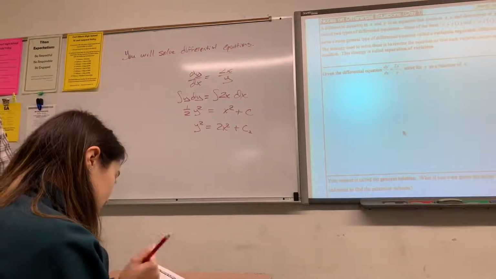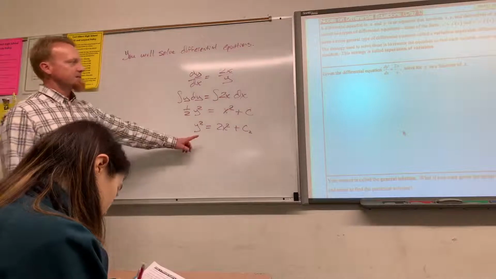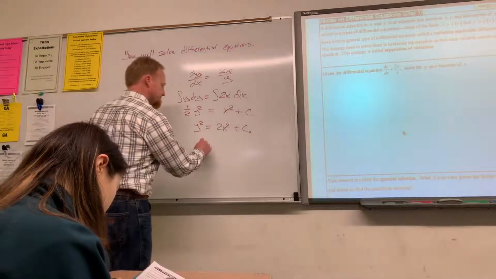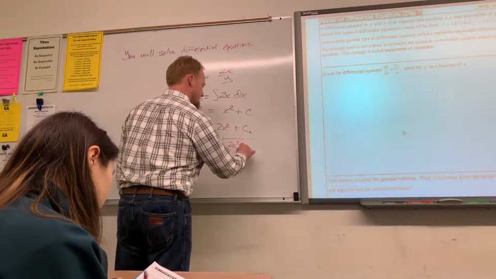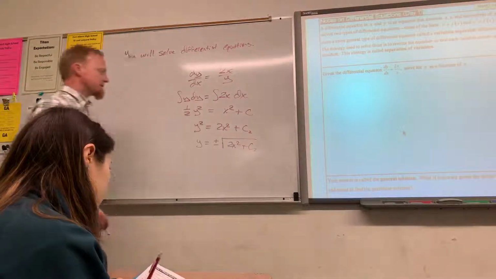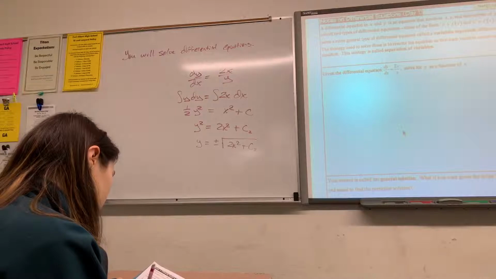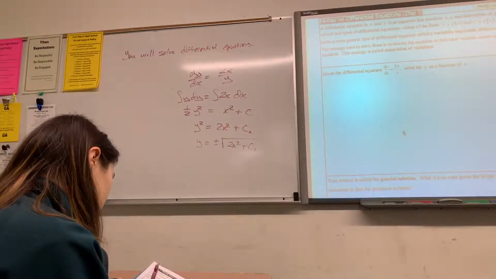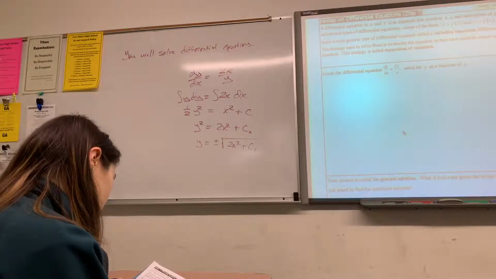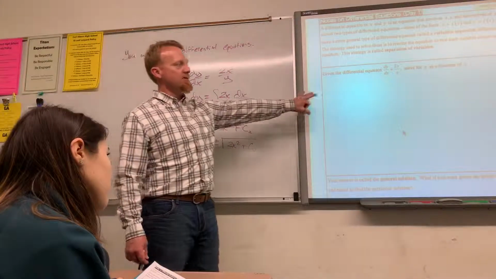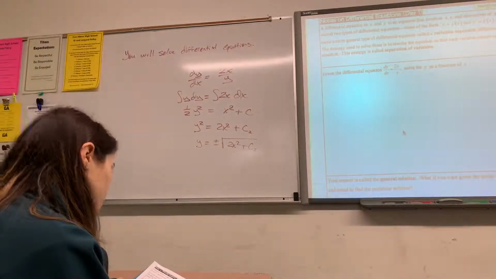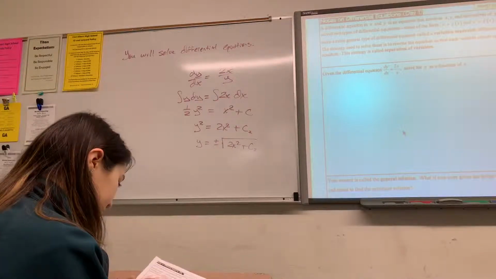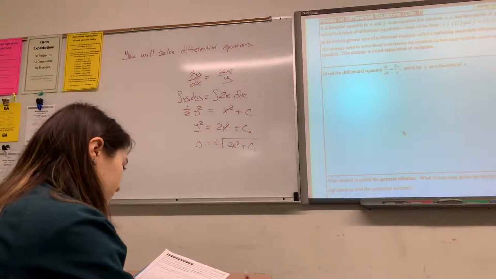Then what's left? Square root. Don't forget the plus and the minus. So I get y equals plus or minus the square root of 2x squared plus C2. I've done what the first part of the problem asked me to do. Any questions on the first part of solving a differential equation? Separate and integrate. That's all there is to it.